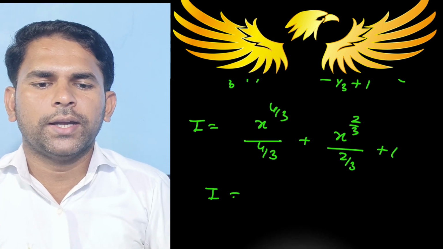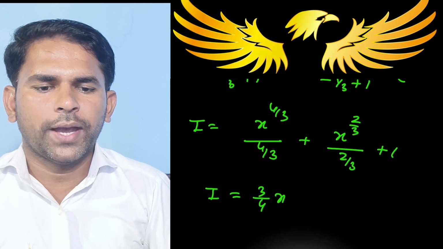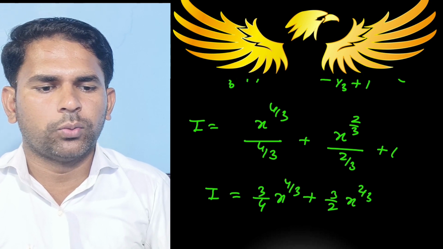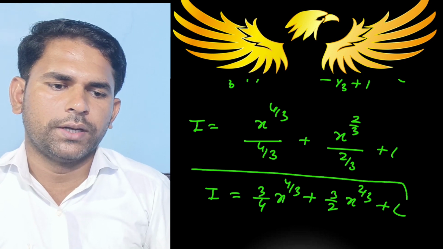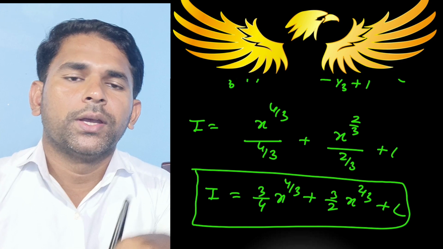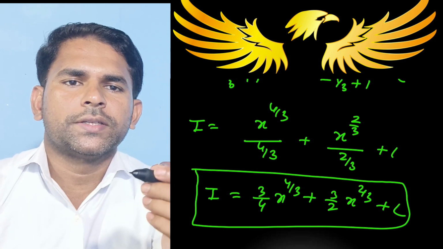So finally we can write I is equal to 3 by 4 x power 4 by 3, very good, 3 by 2 x power 2 by 3 plus c constant. So this is the final answer of the given problem. Now you can see the next question on the screen.